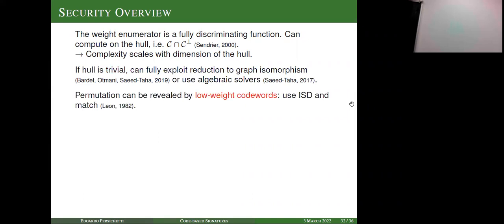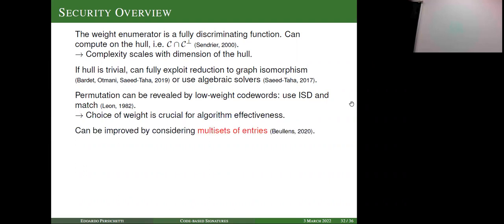We can also try to look at low weight code words in the two codes. If they are equivalent, the low weight code words are going to be mapped into other low weight code words. So we can try and build these two lists of low weight code words in the first and the second code and match them. And this is what Leon was doing in 1982. Then, of course, we have to choose exactly what weight we are looking for. If the weight is too high, then we're looking at too many code words. If the weight is too little, then we don't have enough code words to properly reconstruct the permutation between them.